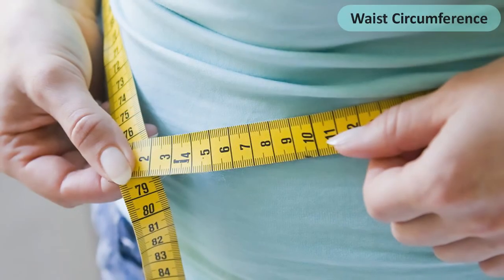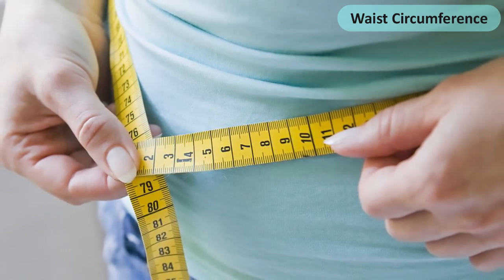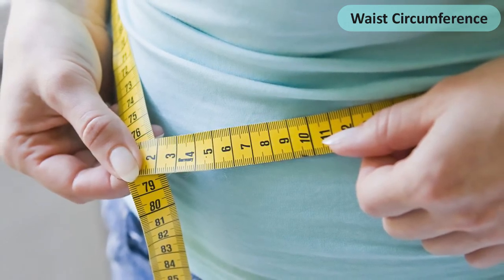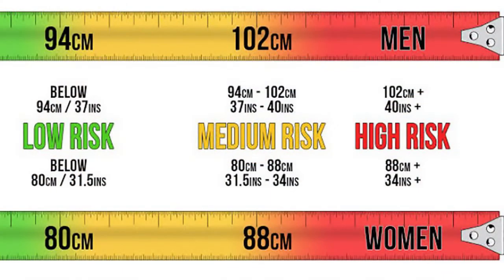The second way is to measure your waist circumference. Recently, waist circumference alone showed the relationship of obesity and the health risk. A healthy waist circumference for all ages is below 102 cm, that is 40 inches for men, and 88 cm, that is 34 inches for women.